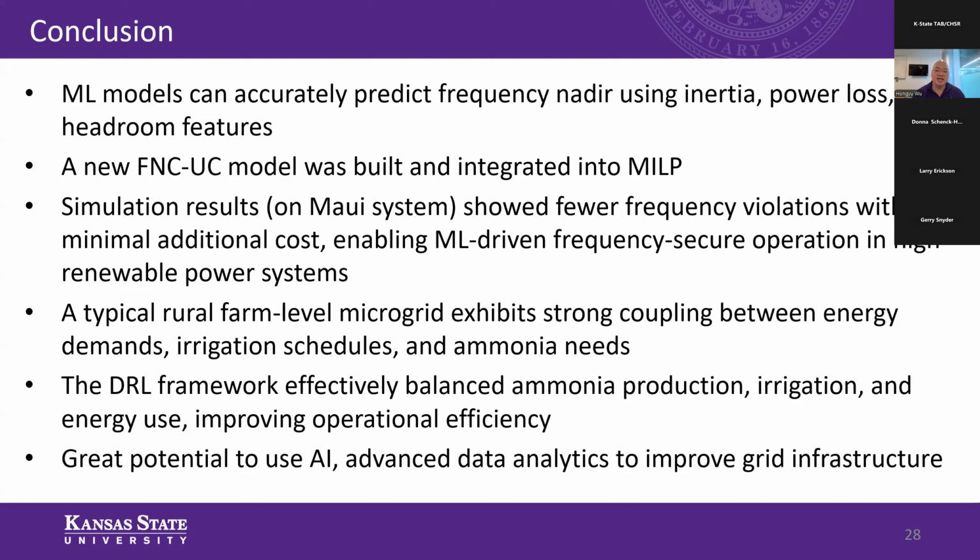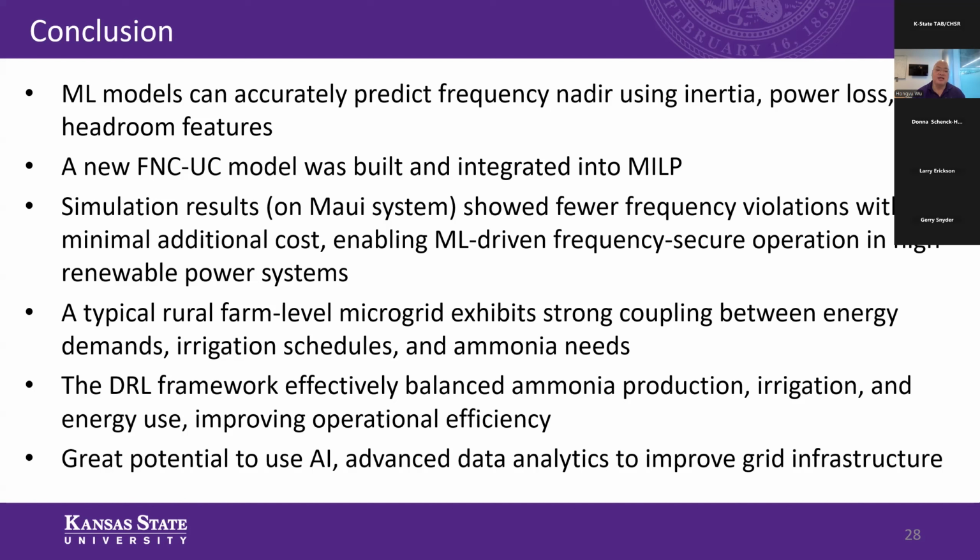In the second work, on the microgrid side, we explore a typical farm-level setup. We talk about the energy demand, irrigation schedule, and ammonia production, coupled together. We use a deep reinforcement learning algorithm to achieve an effective balance among these different needs, so we can get enhanced operation efficiency.